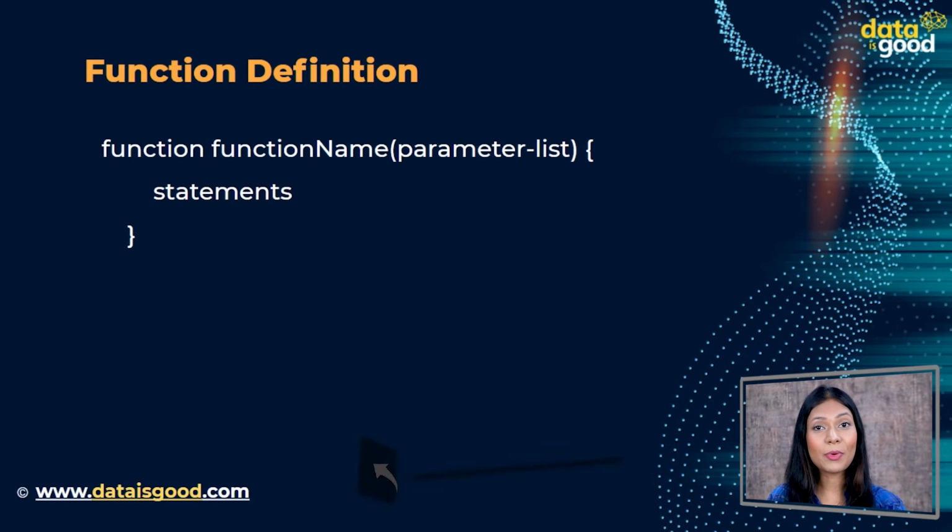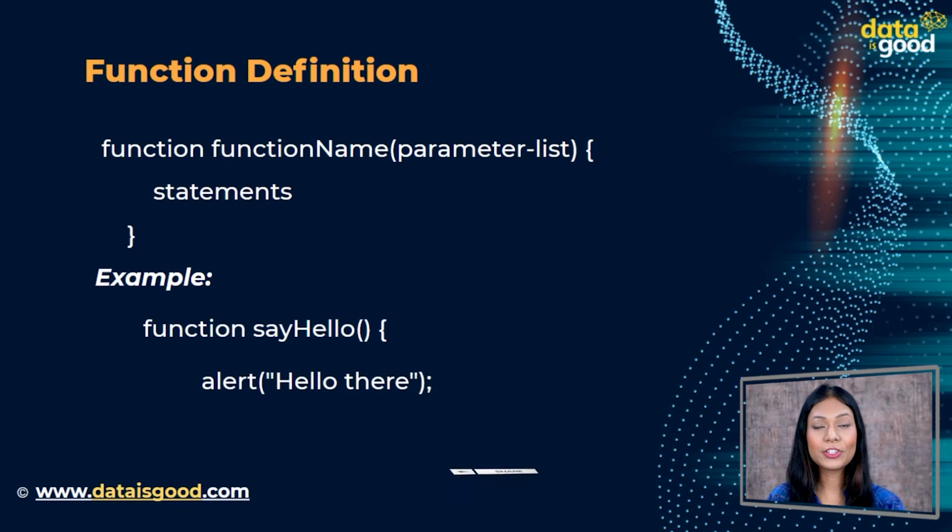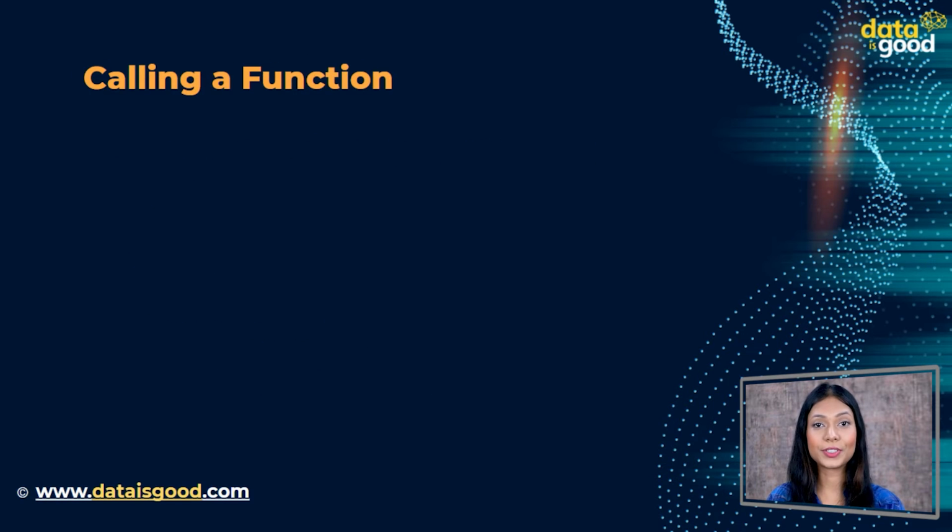Now, let us jump onto an actual example. Have a look at your screen. function sayHello() { alert("Hello there") }. Function is the keyword followed by the name of the function, sayHello. And the alert message is there in the function.